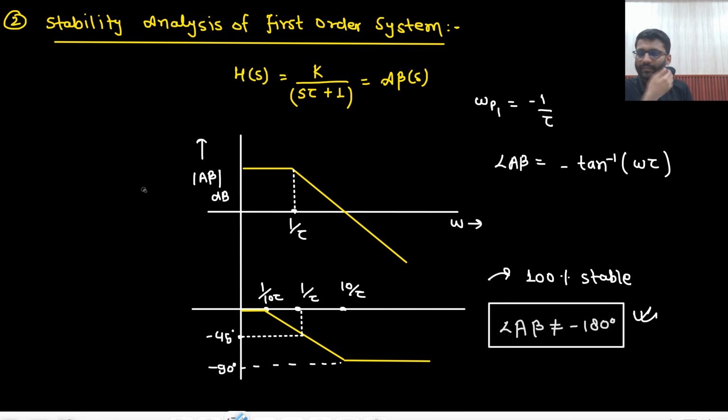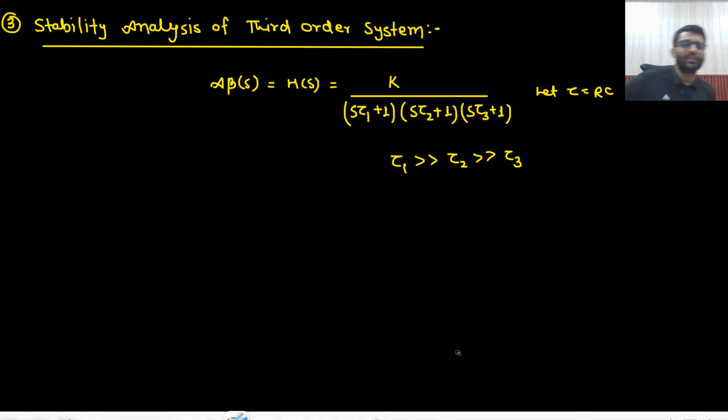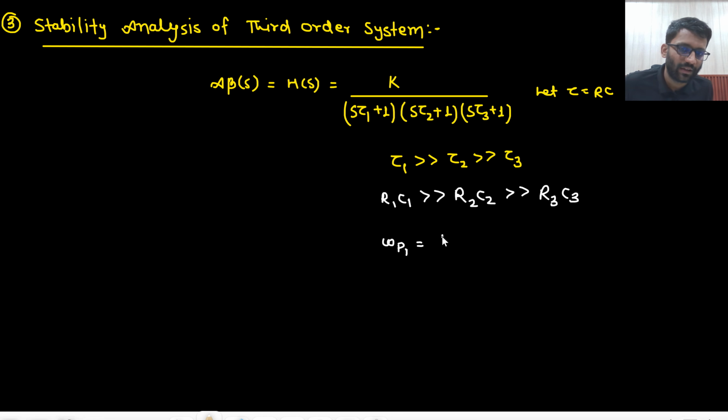Okay. So let's study the third order system. It will be more interesting for you. I have given that tau 1 is much greater than tau 2, which is much greater than tau 3. That means R1 C1 is much greater than R2 C2, which is much greater than R3 C3. That means what will be your first pole? First pole will be 1 by R1 C1. Second pole will be 1 by R2 C2. And third pole will be 1 by R3 C3, right?